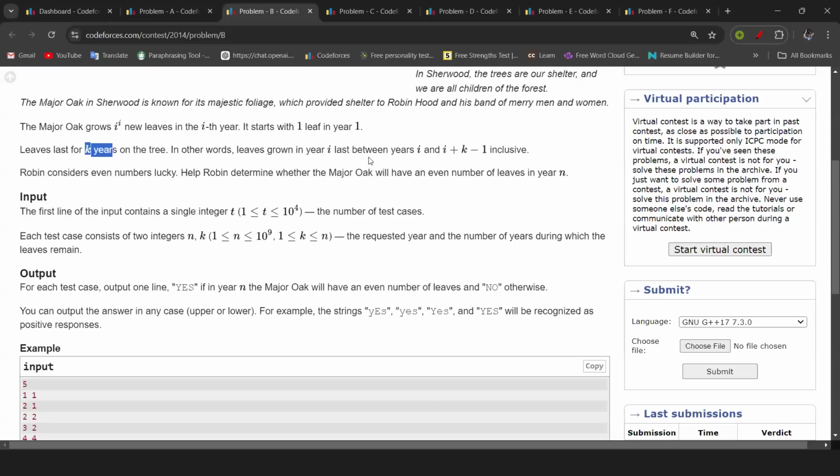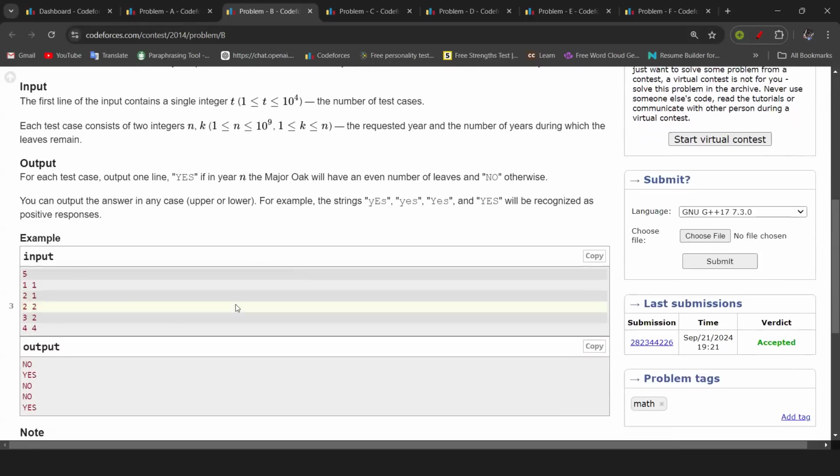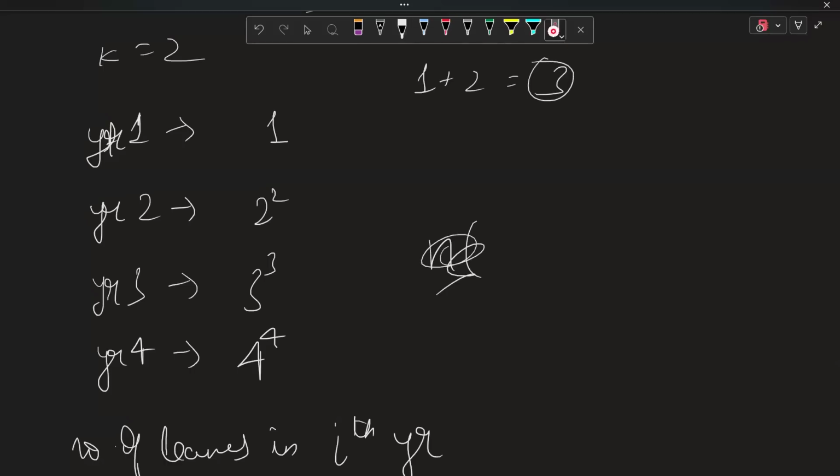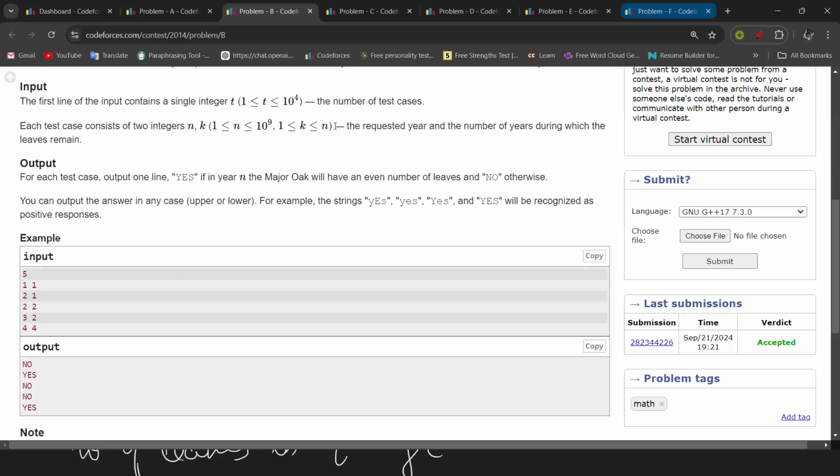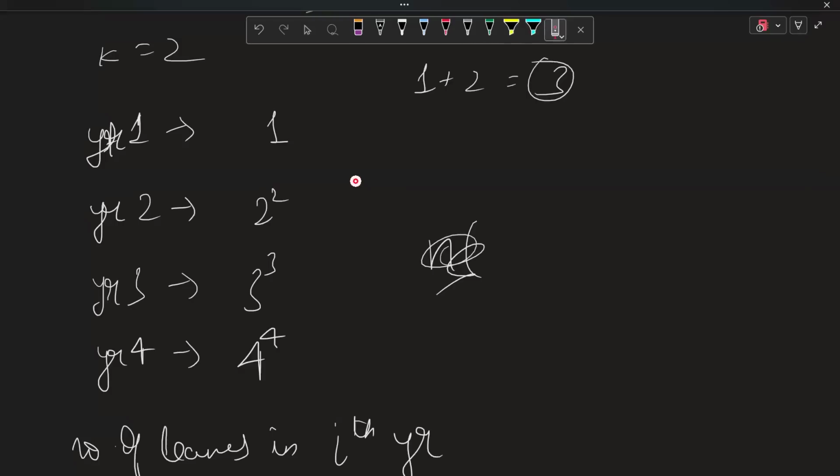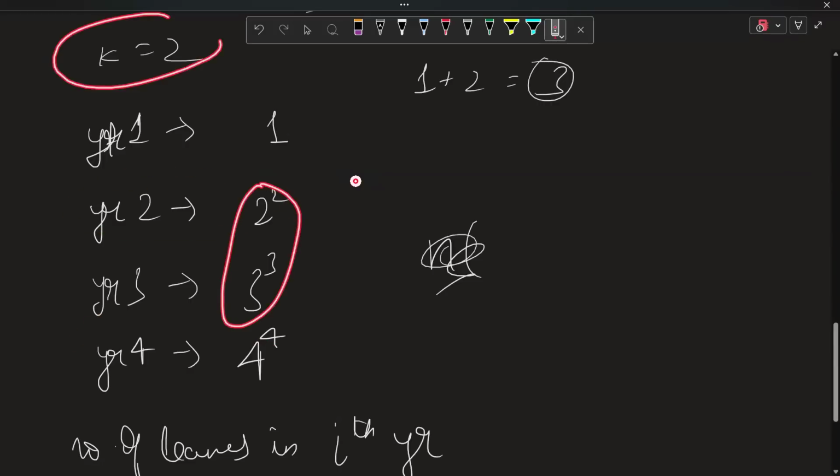Check between year 1 and... okay, it's inclusive. Sorry. For year 4, if k is 2, then leaves from year 2 would not last. Leaves from year 2 would last only for year 2 and 3, if k is 2.